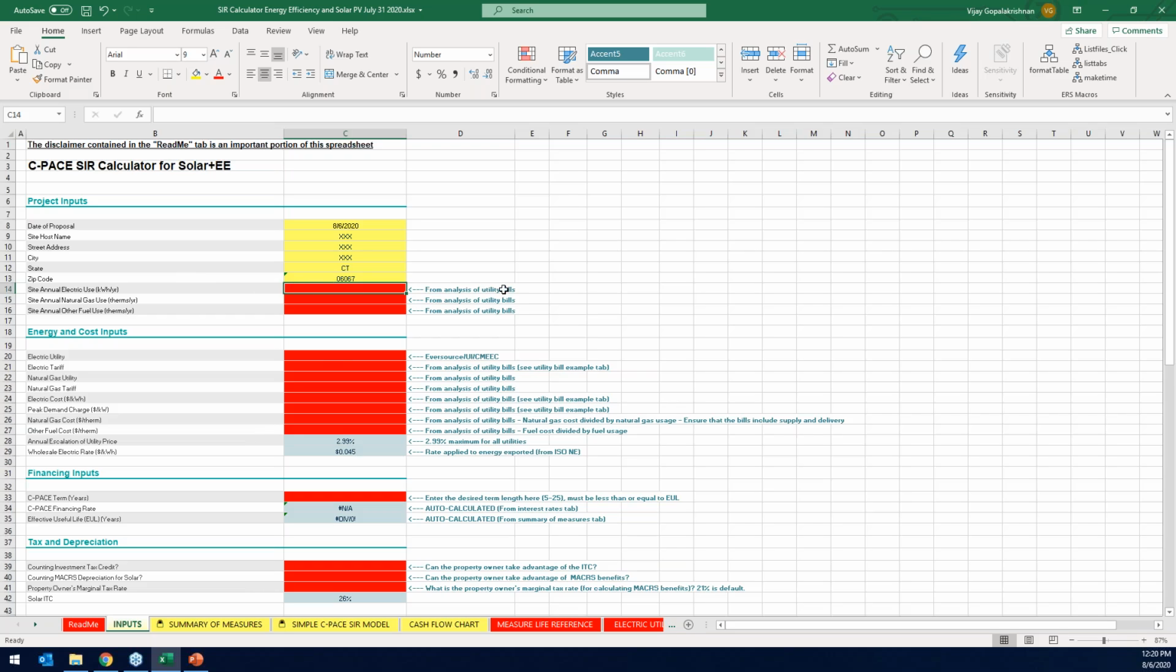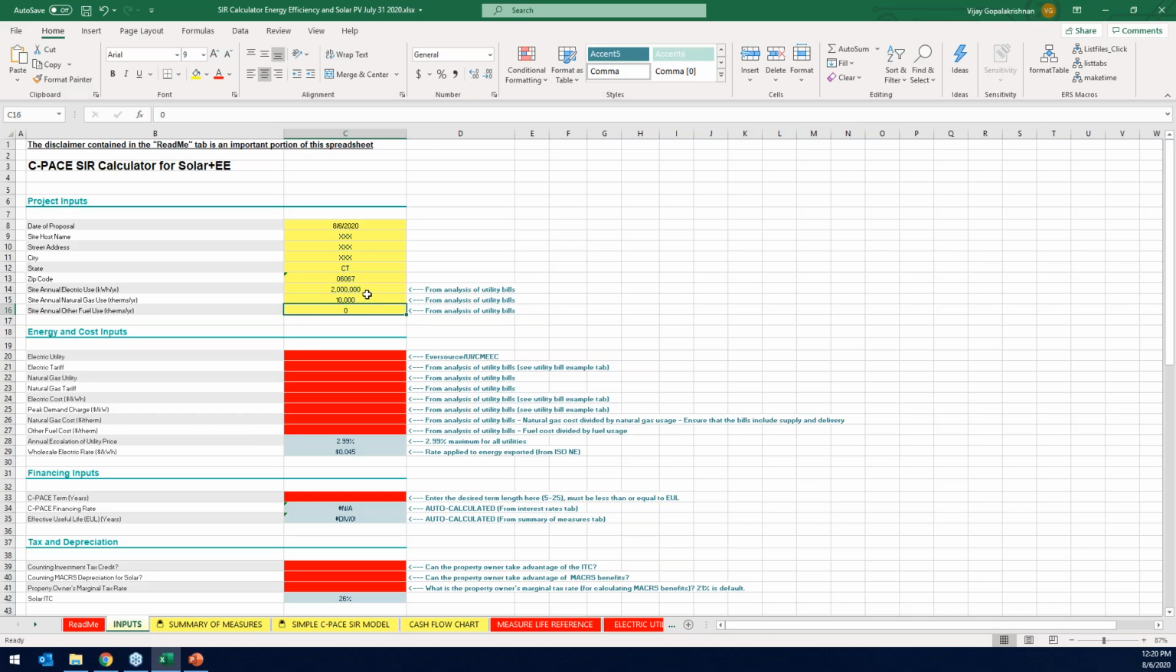Now, site annual electric use. As I provided to you in the summary of the project example, this facility uses 2 million kilowatt hours per year, and the natural gas usage is about 10,000 therms per year. And there's no other fuel use, so I'm going to put 0 there. These values come from an analysis of the utility bills.